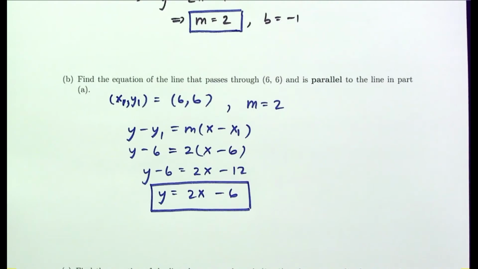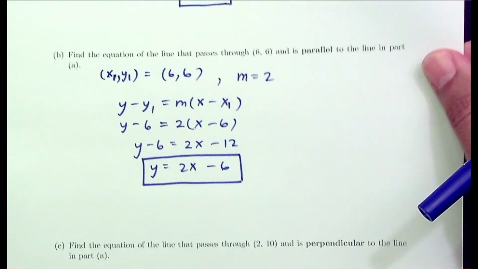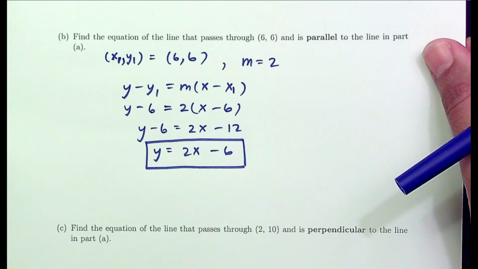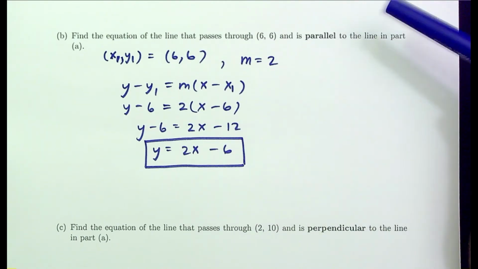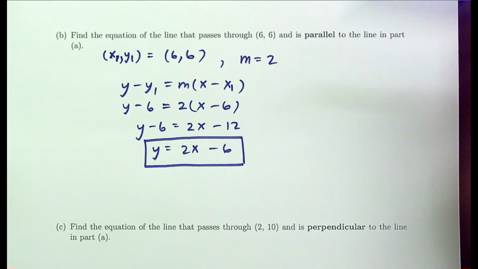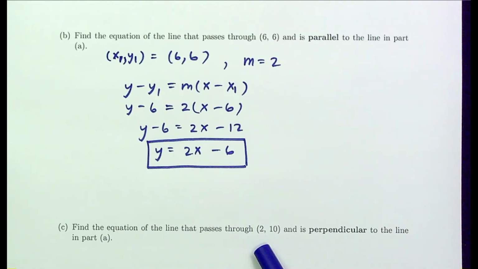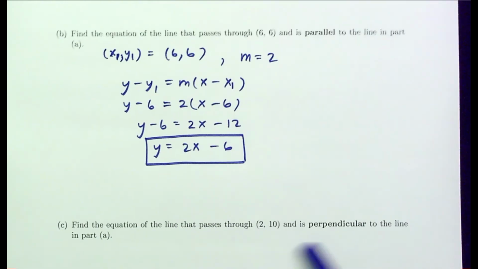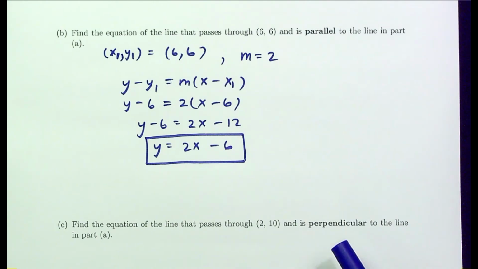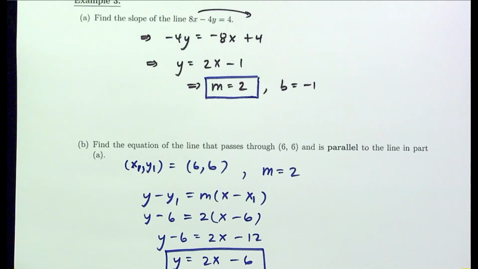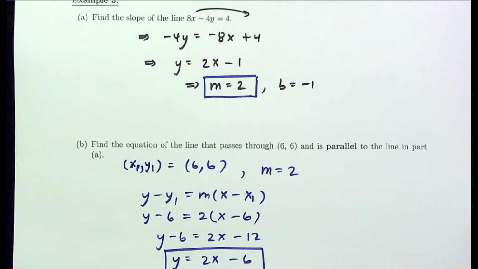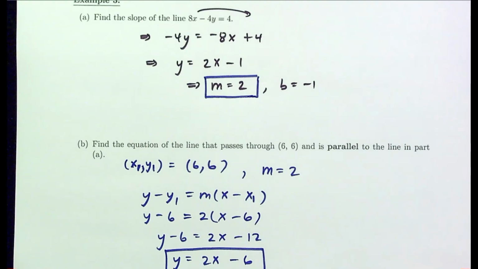If you get that, you should try part C, which is just a variation with different points, but now instead of saying parallel, it says perpendicular. It says, find the equation of the line that passes through the point (2, 10) and is perpendicular to the line in part A. Okay, and there you have the line in part A. Okay, let's do it now.